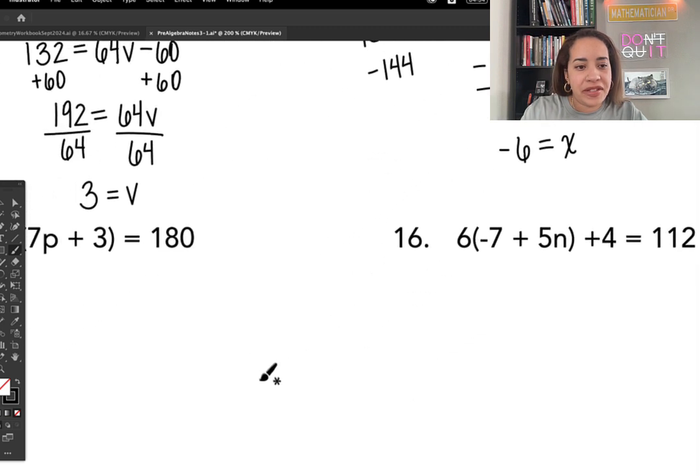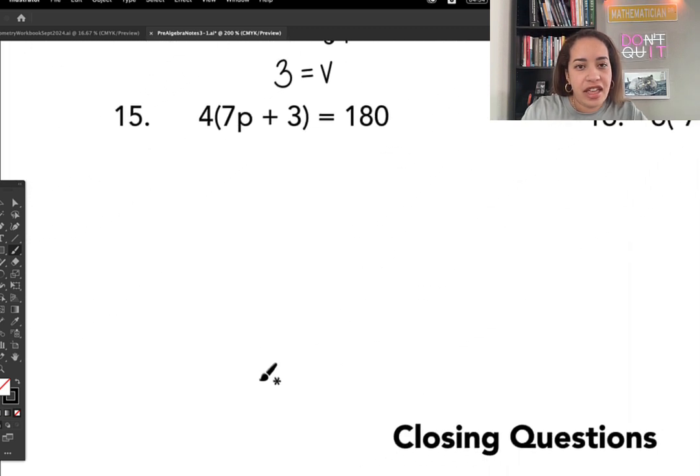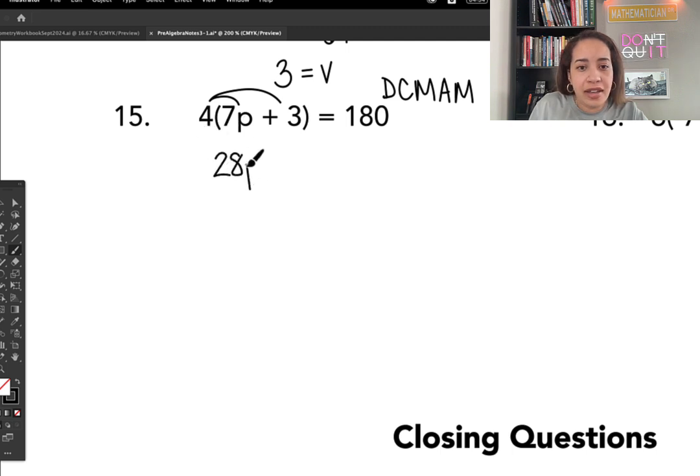Let's try out number 15. Think through all of your steps. Don't call me after midnight. To remember the order, we know that the D reminds us to distribute. So we will distribute our 4 times both pieces inside the parentheses. 4 times 7 is 28, so we can write 28p. 4 times 3 is 12. We copy down the rest of the problem, so our equal sign and our 180.